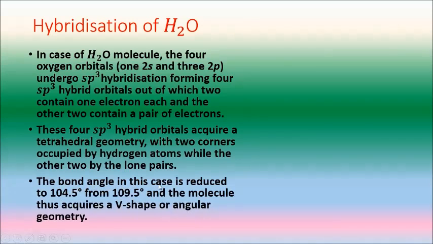So the bond angle in this case is reduced from 109.5 to what? 104.5 degrees. And the molecule acquires a V shape or the angular geometry for the water molecule. And this reduction of bond angle is due to the lone pairs of electrons. There are two lone pairs of electrons. That's why the geometry is getting distorted.